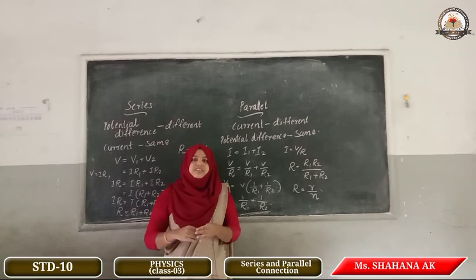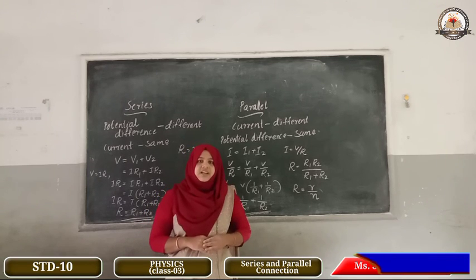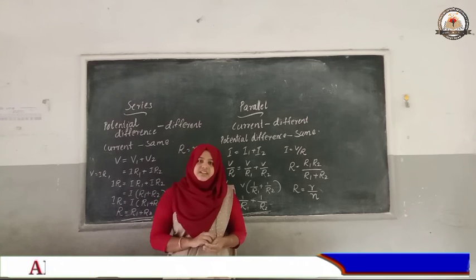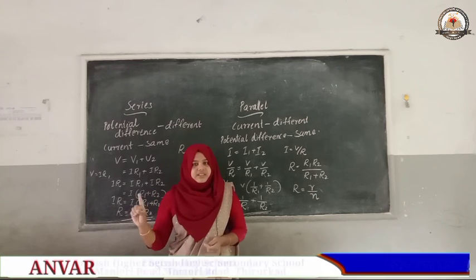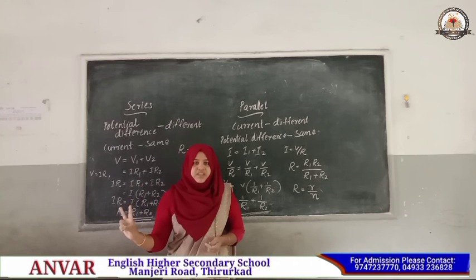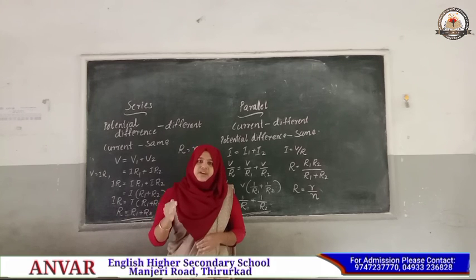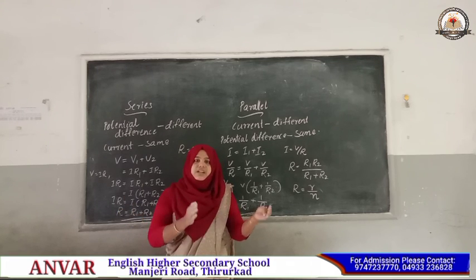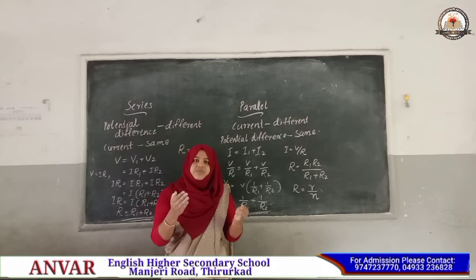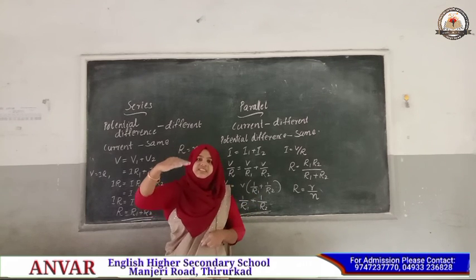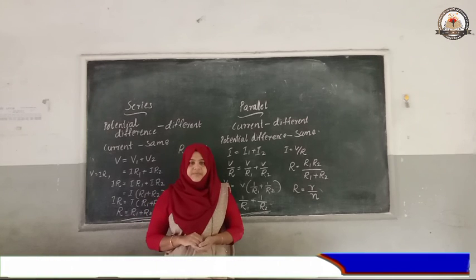Let me conclude all the things we have discussed in today's class. There are two methods to connect resistors in a circuit. First one, series combination, and the second method is parallel combination. In series combination, we are connecting the resistors one after other. In parallel combination, every resistor we are connecting between the same terminal points, and the resistors are connected like branches.